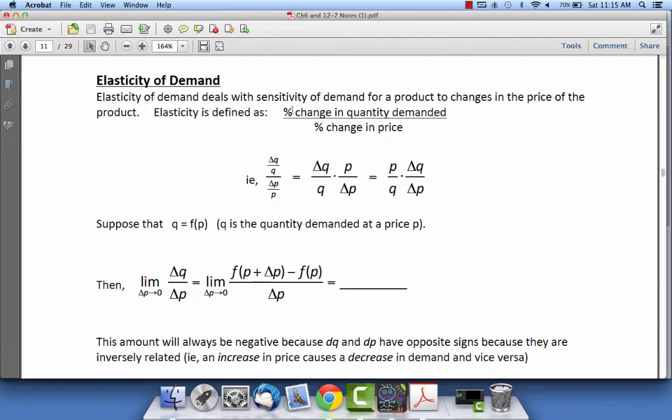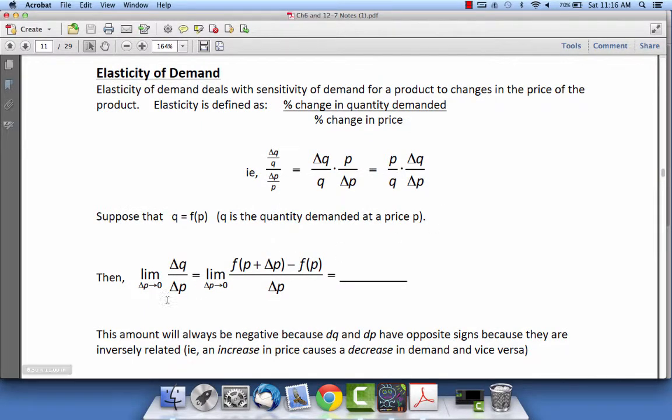So percent change in demand is the change in quantity over the quantity times 100%. The percent change in price is change in price divided by the price, because it's percent of price, also times 100%. So we can just drop the 100% in both cases and just make these proportions. And then this is just invert and multiply. And this is rearranged, because when you multiply fractions, of course, it's straight across. So this is just rearranged.